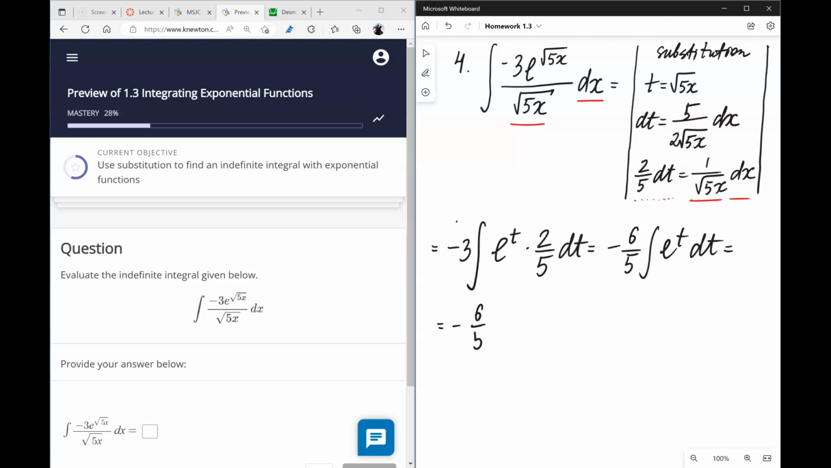So the final answer is, sorry, not yet. We're going to integrate this first, and then we're going to replace t with what t stands for. And that's the final answer.